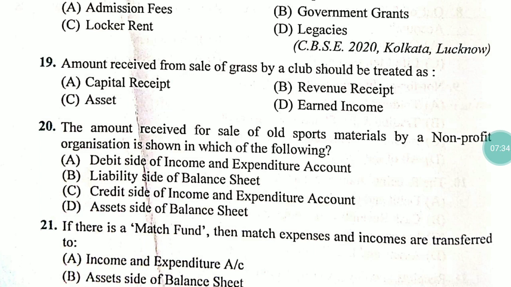So sales of old sport material means that cash is coming, that means income is coming, and it is always shown on the credit side. जब भी income आएगा तो credit side में जाएगा, और जब भी income जाएगा तो debit side में जाएगा.